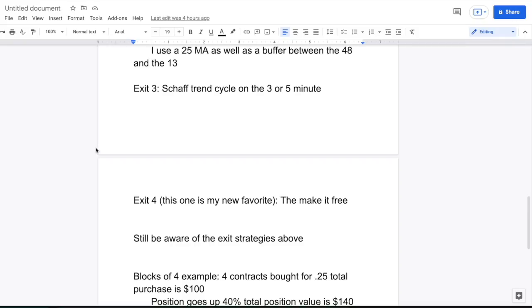You do have to be aware of what the overall indexes are doing, the SPY, QQQ, what are they saying about where the market is headed? And let's see if the stocks that you're trading are going to follow that trend as well. If not, you might have to use one of these strategies up here. But here's kind of how this make it free strategy works.